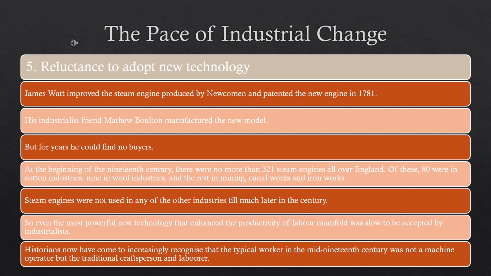So finally we can say a very important statement here. Historians now have come to increasingly recognize that the typical worker in the mid-19th century was not a machine operator, but the traditional craftsperson and laborer. So you have seen here, factories were there, but the work was done by hand. The work was done by manual labor. The steam power was not used, and thus we can say simply that they were not machine operators, but they were traditional craftspersons.